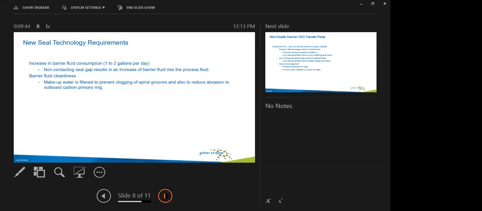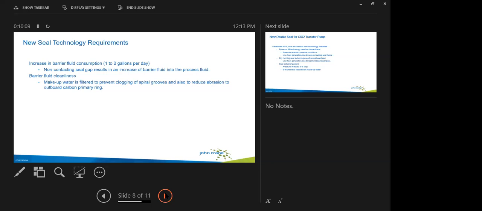The other thing is, because of those spiral grooves, the water that's used for the barrier system has to be very clean. Otherwise, you'll start clogging these spiral grooves. And without the spiral grooves, obviously you don't have the pressure pulses, and therefore the seal will start acting as a contacting seal. And that'll wear out the seal, and you'll end up with reverse pressure conditions occurring.